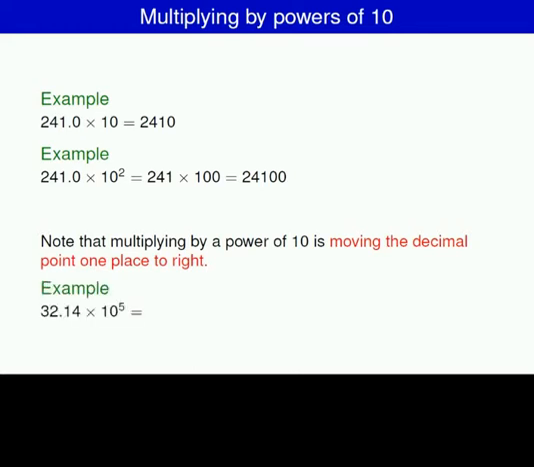Here is one more example: 32.14 times 10 to the 5. This means we have to move the decimal point 5 places to the right. So let me start by moving 1 place to the right, 2 places. Now that we don't have any more significant digits, we have to keep adding zeros to move the decimal point. 3, 4 and 5 places, which gives us 3,214,000.